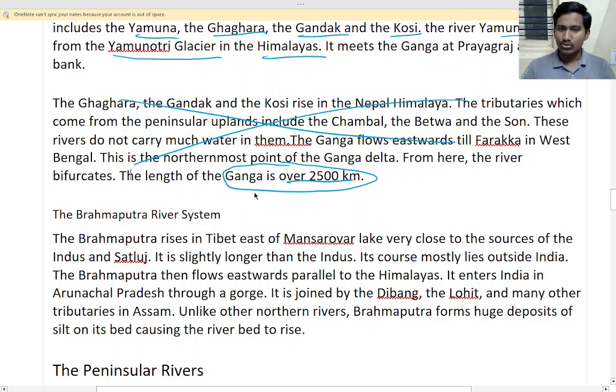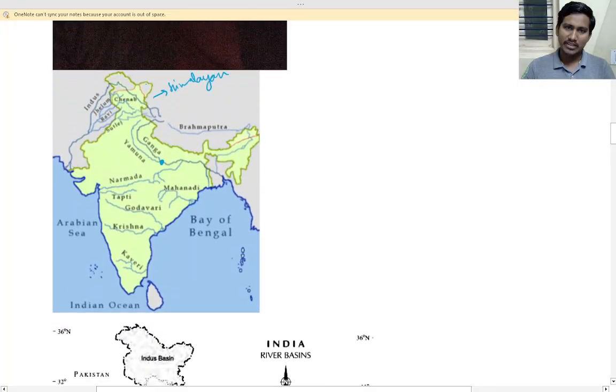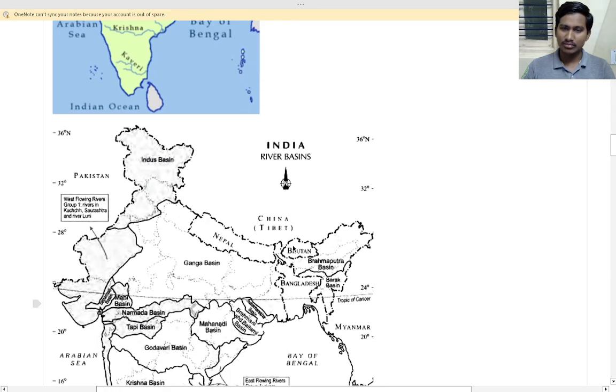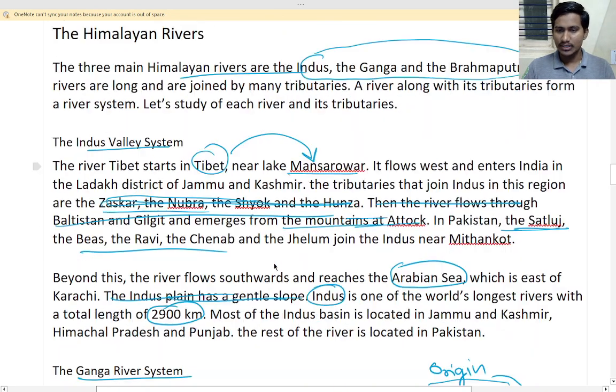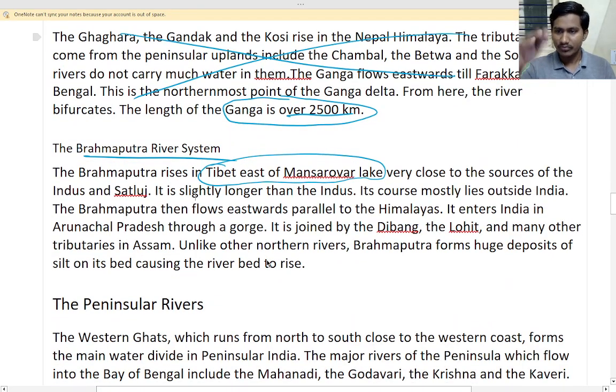Okay. So next is the Brahmaputra river. The Brahmaputra rises from Tibet, east of Mansarovar Lake. Can you see here? Yes. So this is originating in Tibet here and coming down. So here the Brahmaputra is coming, right? So from here it comes to the Brahmaputra basin. It is very close to the source of the Indus and Satluj. It is slightly longer than the Indus. Its course mostly lies outside India. The Brahmaputra mainly flows through Tibet.